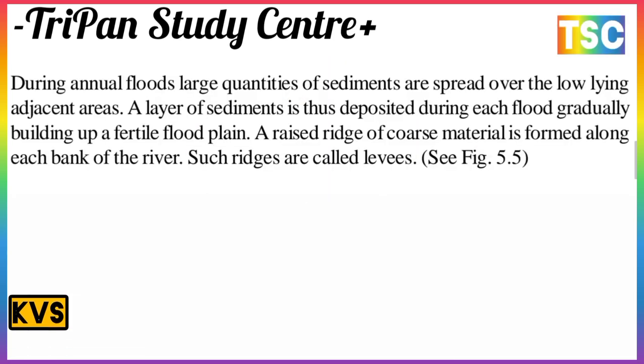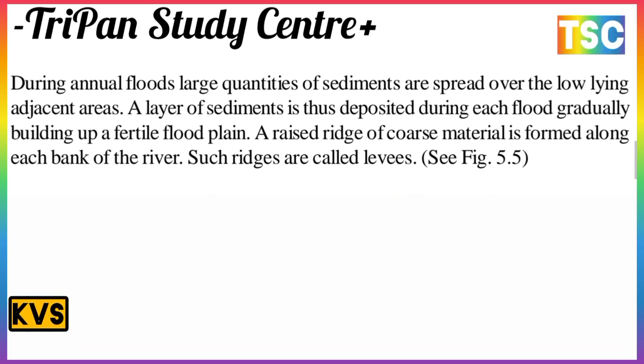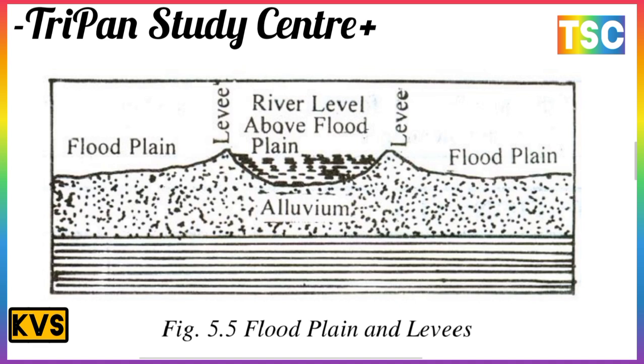During the annual flood, large quantities of sediment spread over the low-lying adjacent area. A layer of sediment deposited during each flood gradually builds up the fertile flood plain. A ridge of coarse material is formed along each bank of the river. Each ridge is called a levee. Here is the diagram showing the flood plain and the levee, with the river's level above the flood plain.